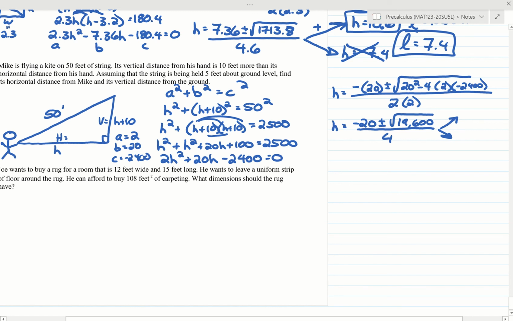If we add, so negative 20 plus the square root of 19,600 divided by 4, that gives us 30 feet. If we subtract, negative 20 minus the square root of 19,600 and divide it by 4, that gives us a negative height, so that doesn't make any sense. It looks like the horizontal distance is 30 feet.